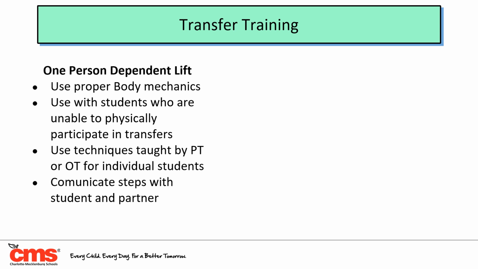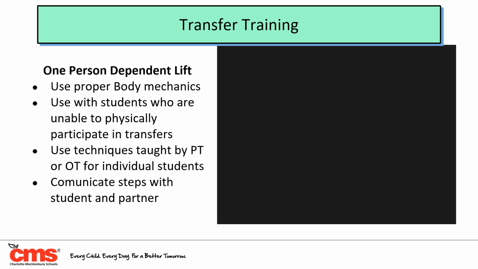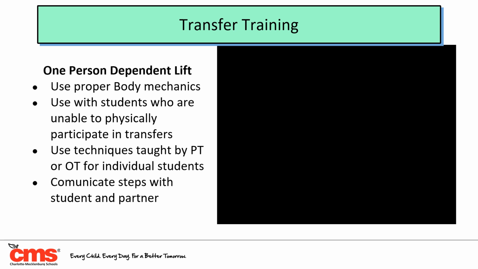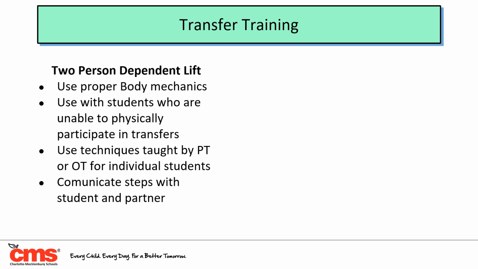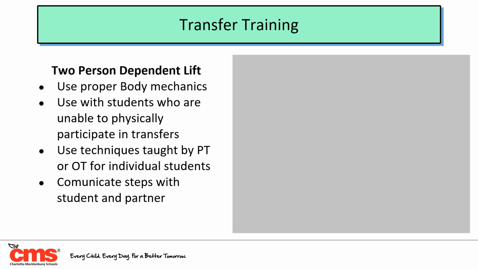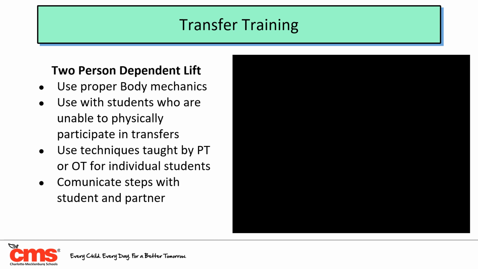For a one-person dependent lift, be sure to use proper body mechanics, use with students who are unable to physically participate in transfers, use techniques taught by PT or OT for individual students, and communicate steps with the student and partner. For a two-person dependent lift, use proper body mechanics, use with students who are unable to physically participate in transfers, use techniques taught by PT or OT for individual students, and communicate steps with the student and your partner before moving.